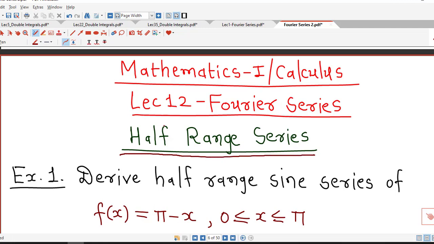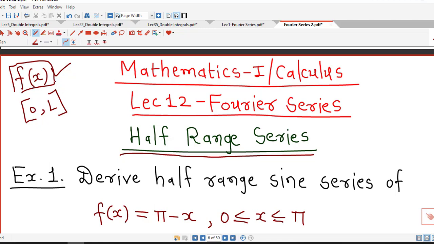In previous lecture we have discussed about half range series. So as we have discussed, if we are given a function on the interval of type 0 to L, then we can develop f(x) as a Fourier sine series or Fourier cosine series by extending this function in such a way that either it becomes even or odd function.